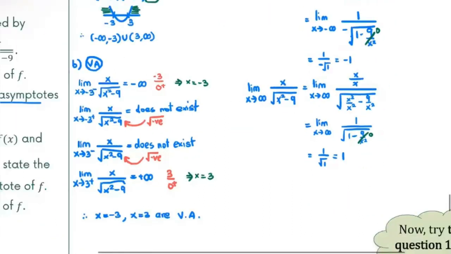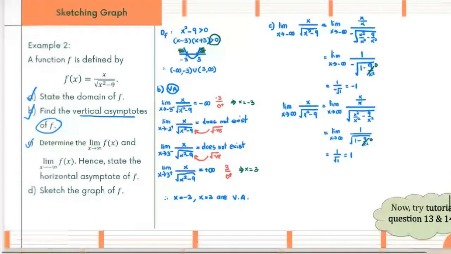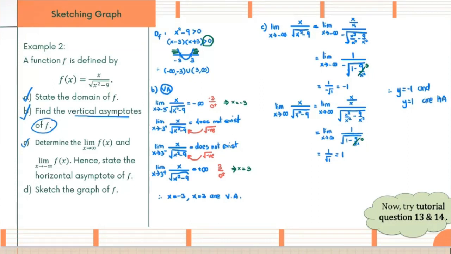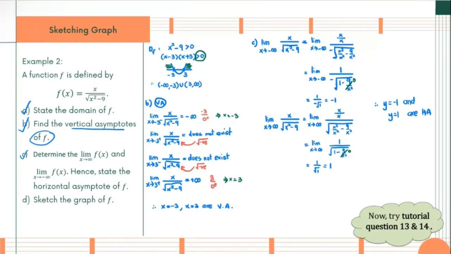So if we look here, kita ada dua value, negative 1 and positive 1. So the conclusion of our horizontal asymptote will be y equals to negative 1 and y equals to 1 are our horizontal asymptote. Okay, so kita dah ada horizontal asymptote, kita dah ada vertical asymptote complete. Now let's look at how to sketch our function.